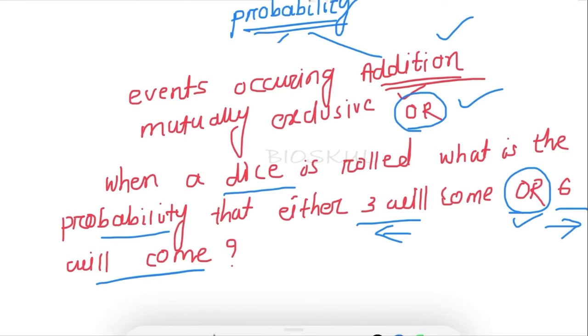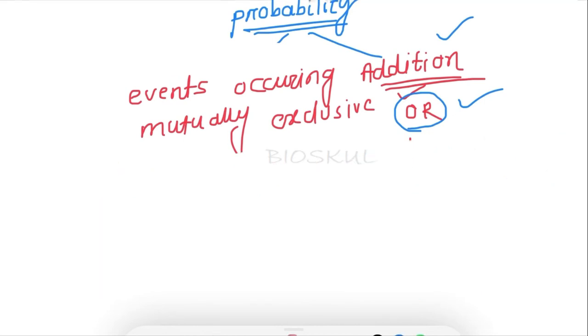If you roll a dice, what is the chance or probability that 3 will come? You know, a dice has 6 sides. So the probability of getting 3 will be 1 upon 6. Similarly, the probability of getting 6 is also 1 upon 6. Apply the addition rule. Then it will be 2 upon 6, or 1 upon 3. Hope now you have a basic idea about the addition rule of probability. Let's understand by another example.